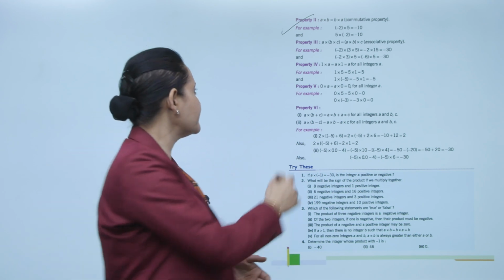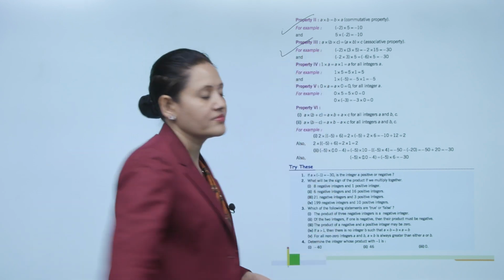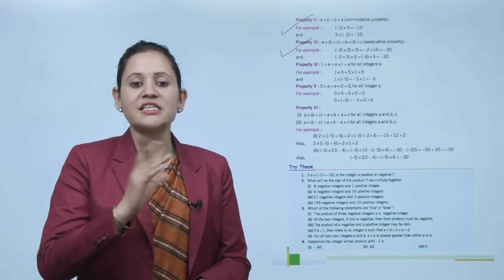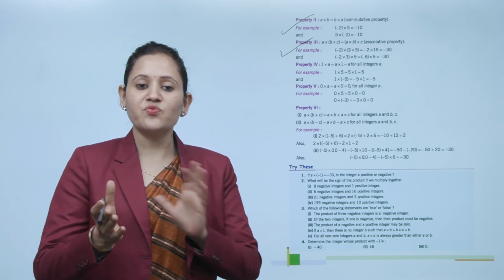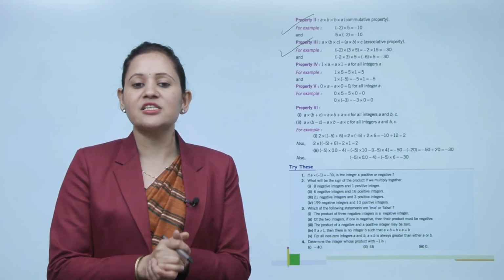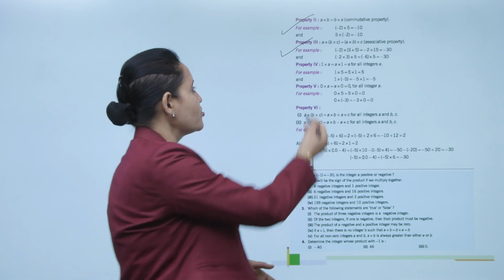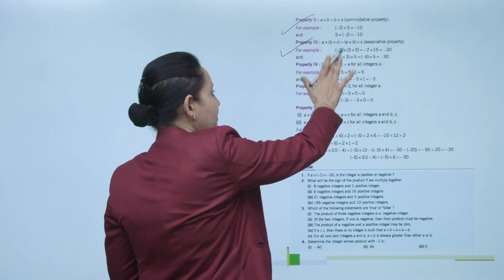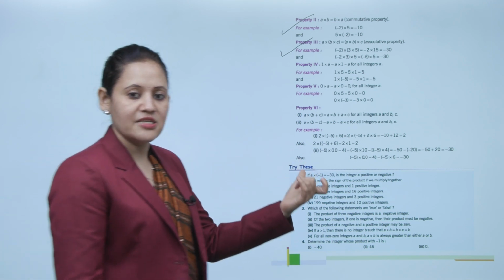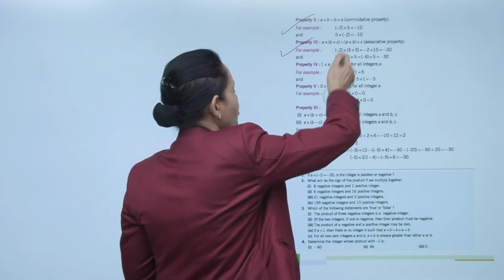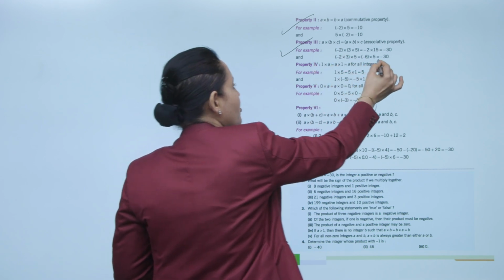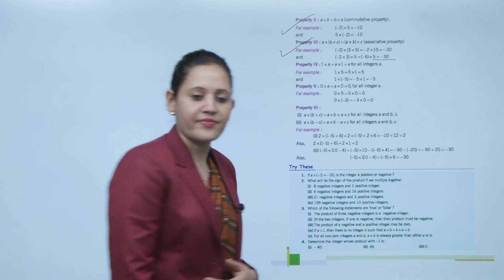Property 3: a into (b into c) is the same as (a into b) into c. Means we can do grouping in any order, the product will be the same. That is the associative property. -2 को multiply कीजिए 3 into 5. Product क्या है, 15 into -2, that is -30. Now we have changed the grouping, -2 into 3. The product is -6 into 5, so that is also -30.